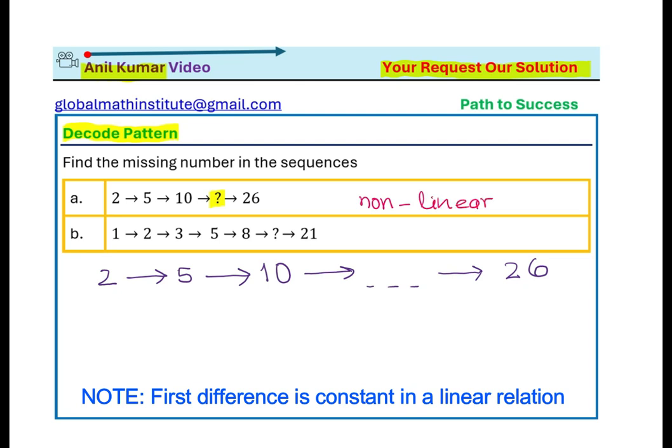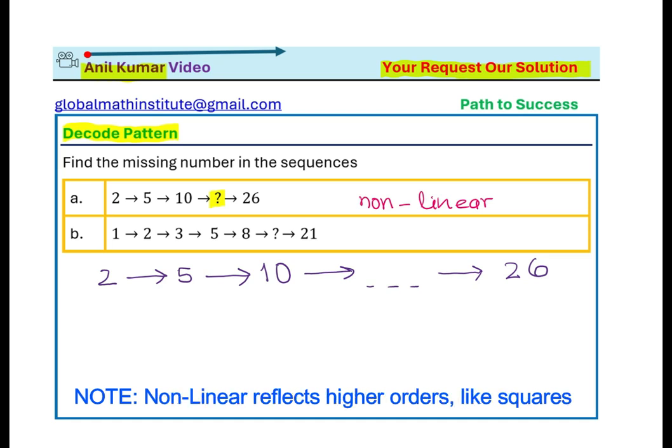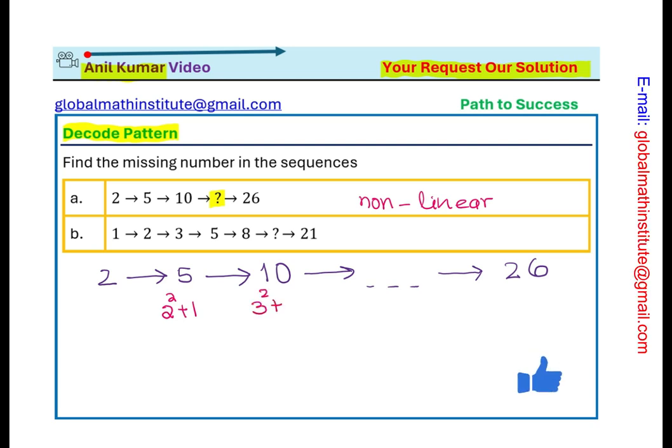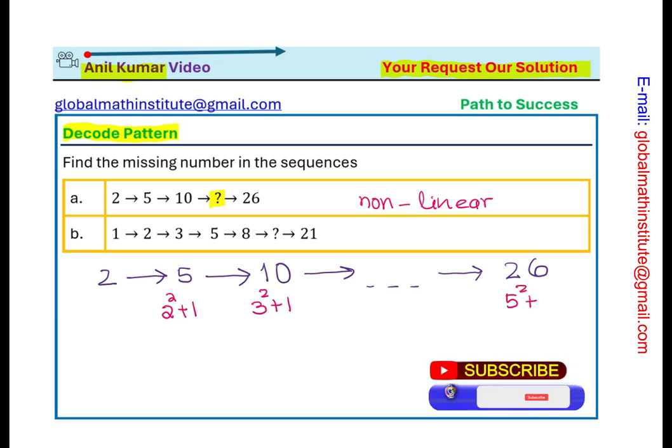Now, when it is non-linear, the second option is to look into the squares. It has to be quadratic or higher powers. So now 5, 10 do remind you of something, also 26. And that is 5 can be written as 2 square plus 1, right? 10 can be written as 3 square plus 1, and 26 can be written as 5 square, which is 25, plus 1. How about 2? Well, 2 can also be written as 1 square plus 1.